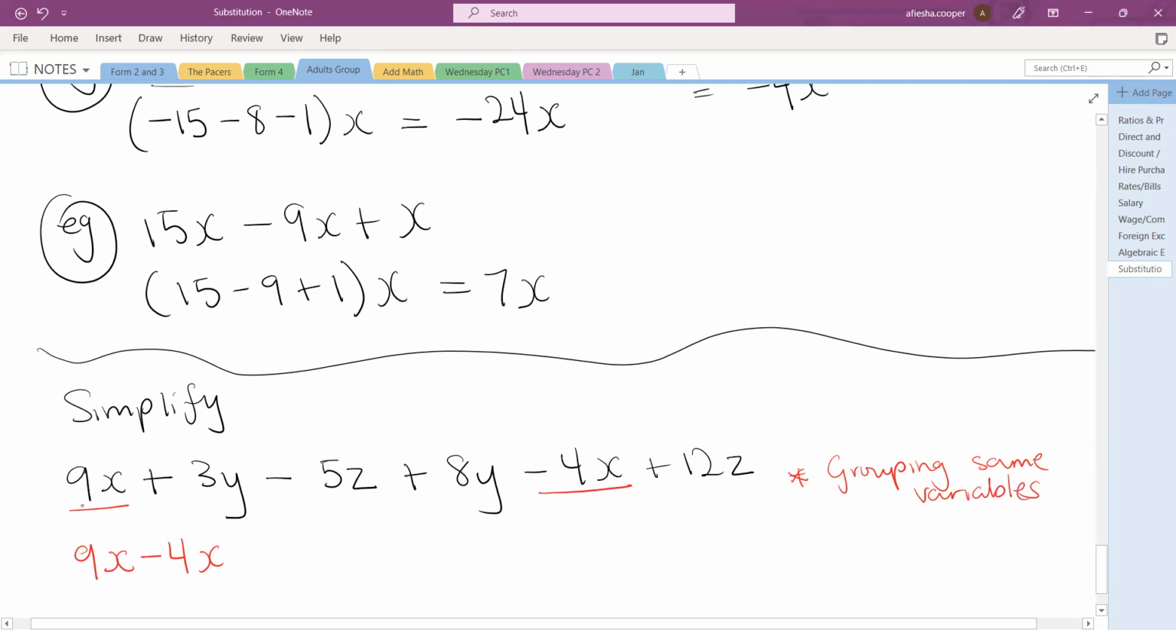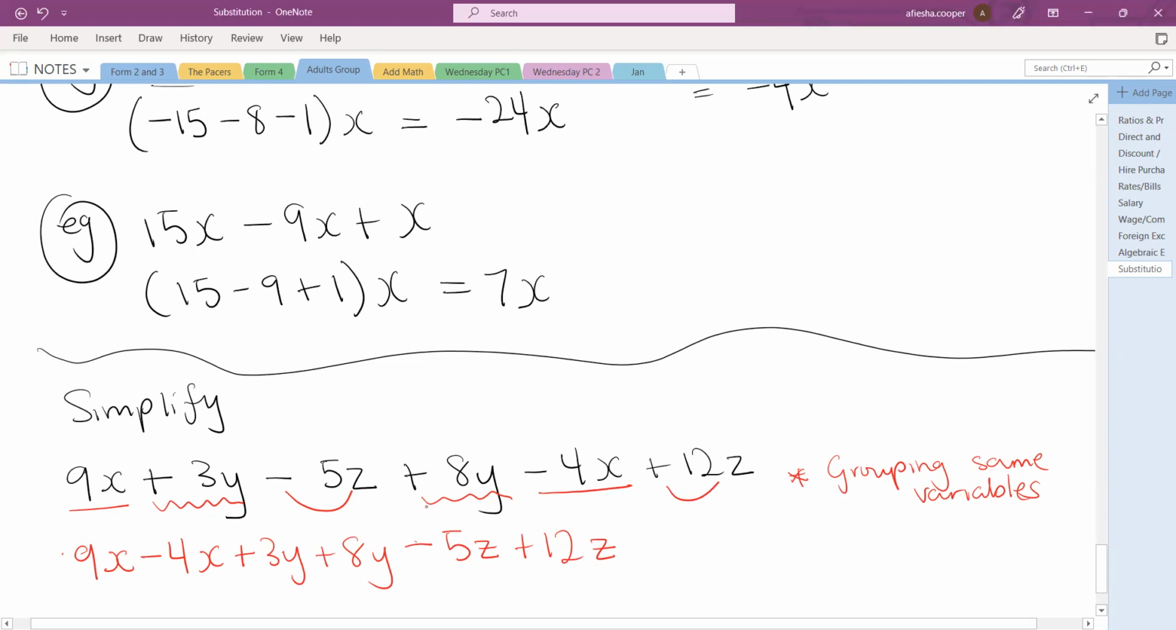So take your time, start from the top and you go. There's a positive 3y, there's a positive 8y, so we write that. Positive 3y, positive 8y. There's a negative 5c, and there's a positive 12c, so we write that. Negative 5c, positive 12c. I hope that you all are paying attention and you all see that I am moving each number with the sign associated with it.